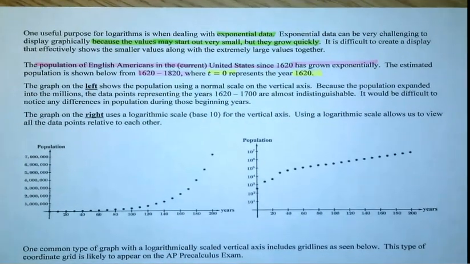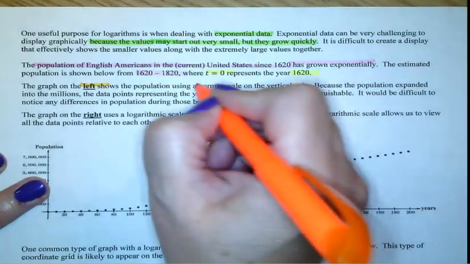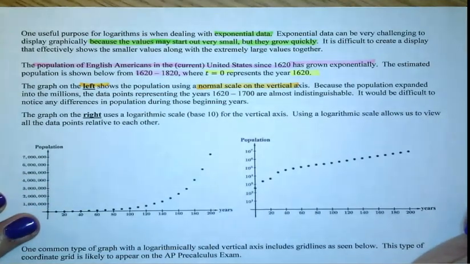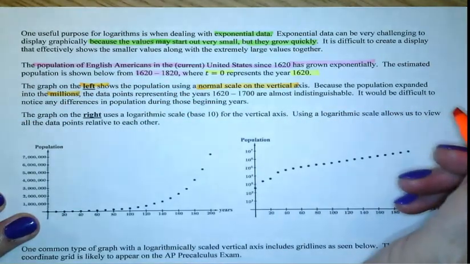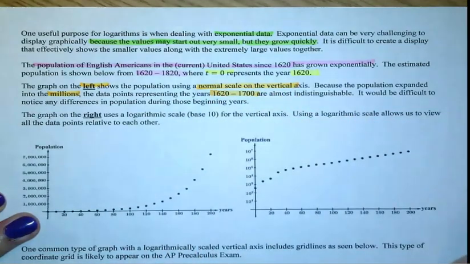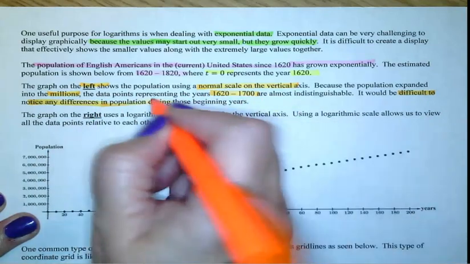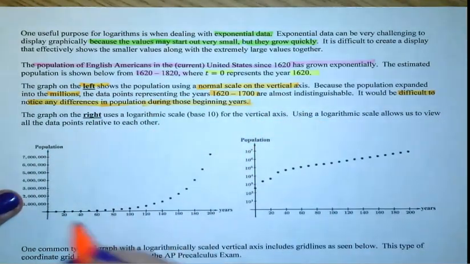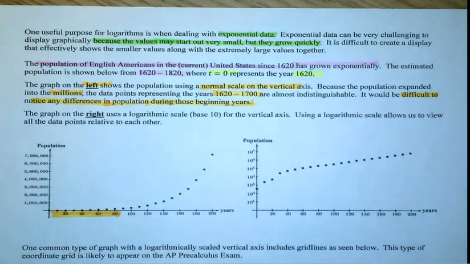So the one to the left shows the population in a normal scale on the vertical axis, and the population is expanded into millions, and the data points represent the years 1620 to 1700, and it's really difficult to notice the difference in population during those beginning years. So these years right here, right? It's really hard to tell what's going on there.